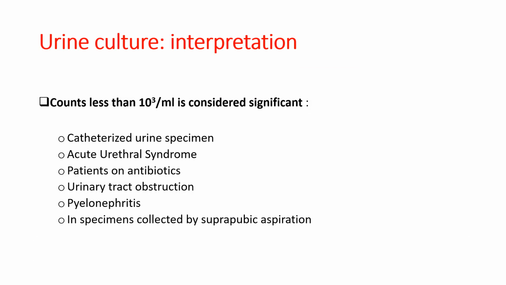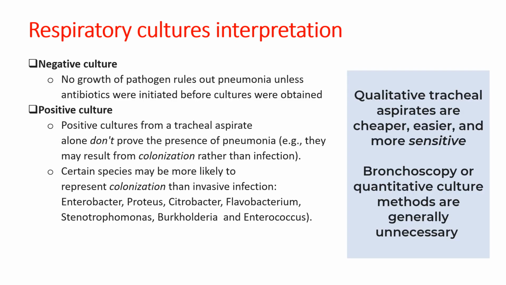A colony count of less than 10^5 in urine culture is also significant in catheterized urine specimens, urethral syndrome, if the patient is on antibiotics, in obstruction or pyelonephritis, or in specimens collected by suprapubic aspiration. So this is how urine culture needs to be interpreted considering the colony count.